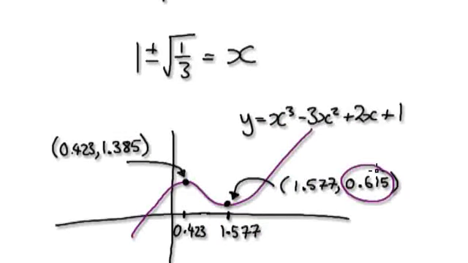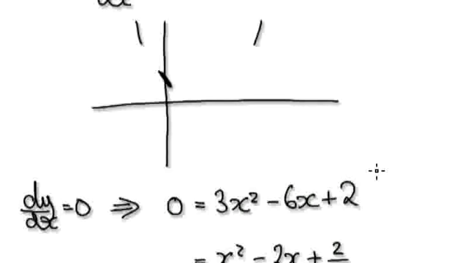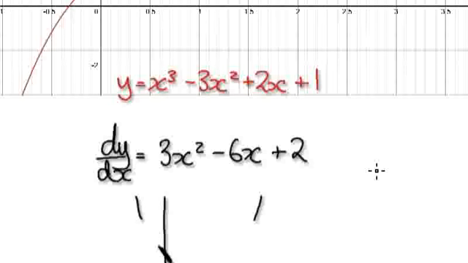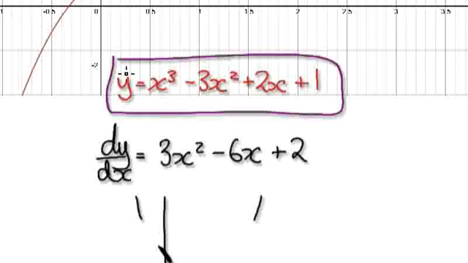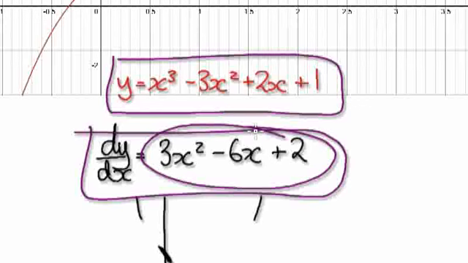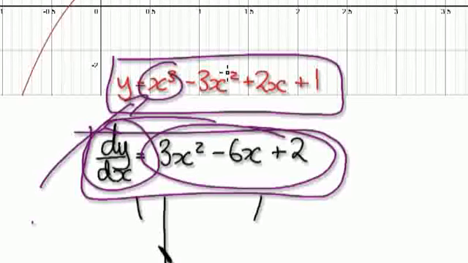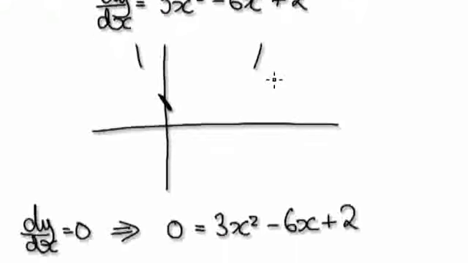Okay, so the trick here is, when you have your original equation, differentiate it, and then find out when the gradient equals 0. Then when you've got your x value of when this dy by dx equals 0, you can then put it into the original equation to find out the y value. Okay? I hope you understand.